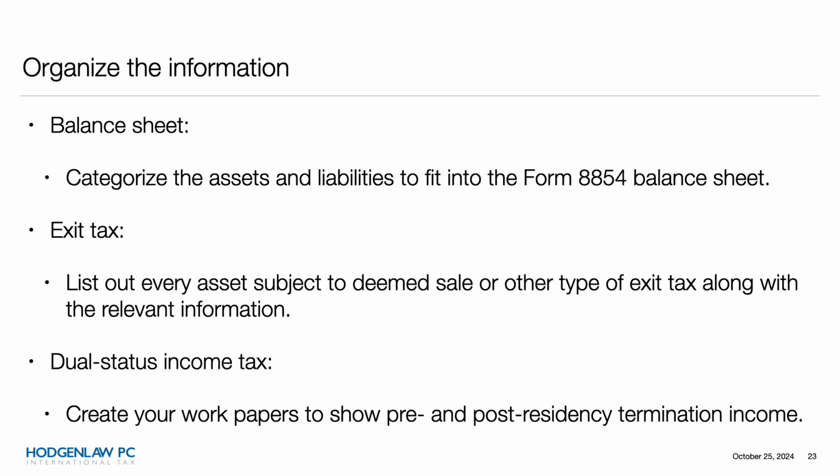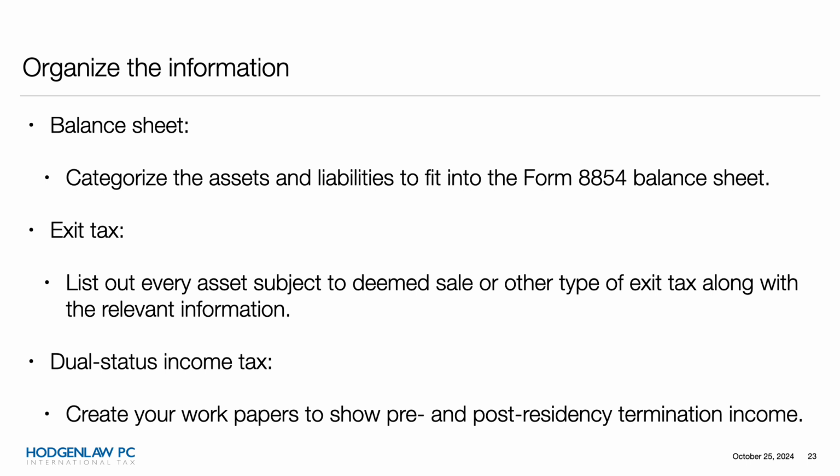Next thing you do is organize the information. So for the balance sheet, you need to categorize the assets and liabilities to fit into the Form 8854 balance sheet. It's kind of a weird format. It's not really what you would normally think of as a balance sheet. We'll take a look at that later. For exit tax, you need to list out every single asset subject to the deemed sale or other type of exit tax, along with the relevant information.